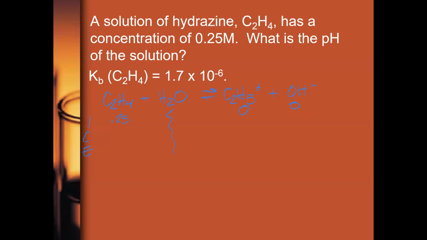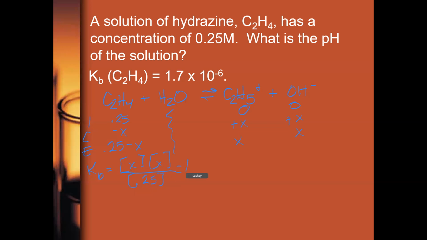So just like the last problem, that means that we increase by a factor of X on the product side because we cannot subtract from 0. We decrease by a factor of X on the reactant side. And we can plug those into our Kb equation, which yet again is the same products over reactants. So we have our C2H5 plus, which is going to be X. Our hydroxide is going to be X, divided by, we can ignore the X factor for the hydrazine, so it's just going to be 0.25.